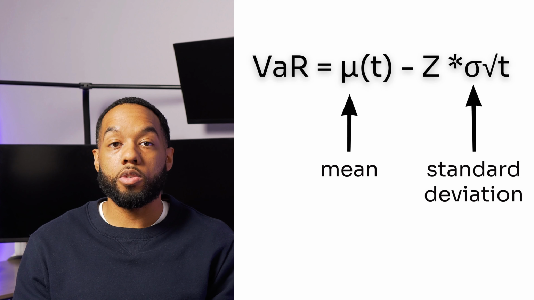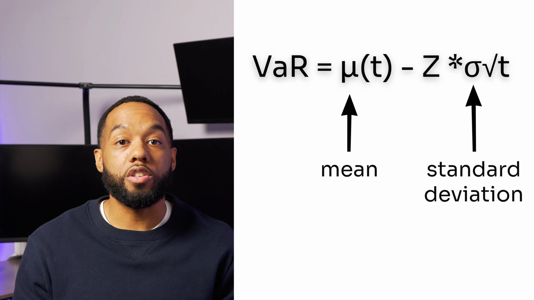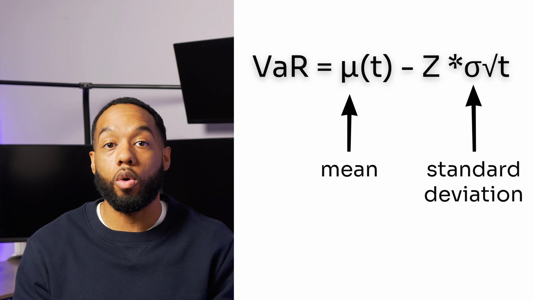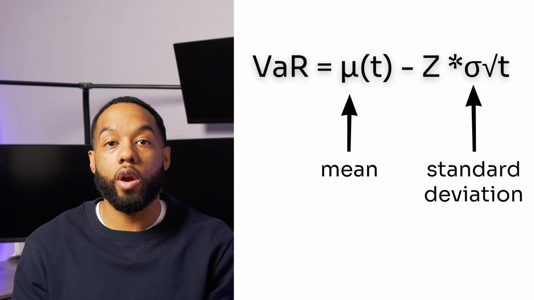For alternative investments, we use IRR. We're going to subtract that from our Z-score. Our Z-score is going to be determined by our confidence level, our percent confidence level that we want to determine. Then we're going to multiply this by our standard deviation of the investment multiplied by the square root of the time invested.